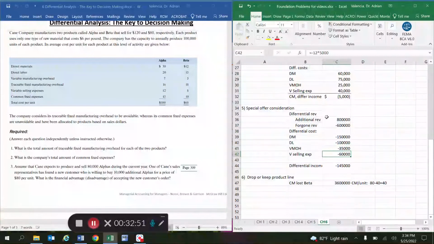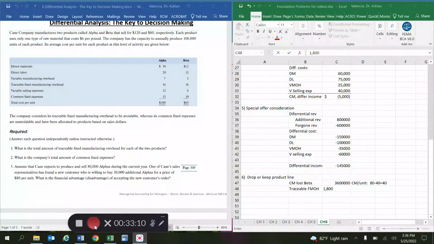So since it is differential, I'm going to go in here and say the traceable fixed manufacturing overhead cost of $1,800,000 is 1.8 million here. And let me just be a little bit more descriptive here. This one is the contribution margin that's positive, that's lost, right? And this would be cost that we can get rid of. These are differential. Let me put commas in this.